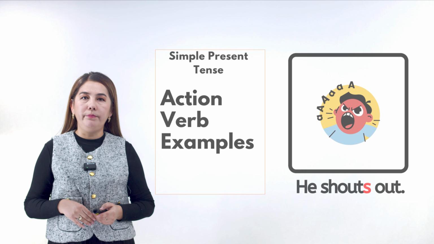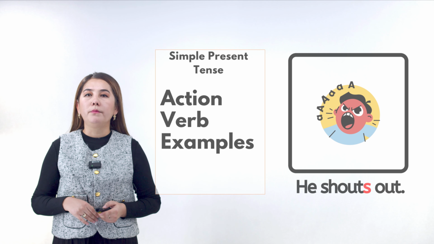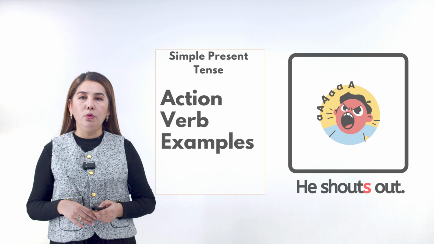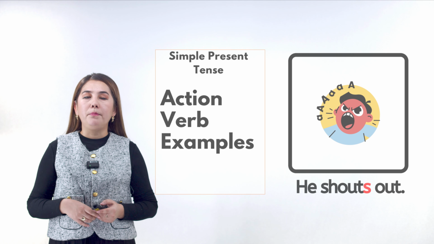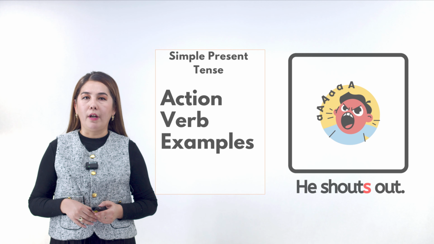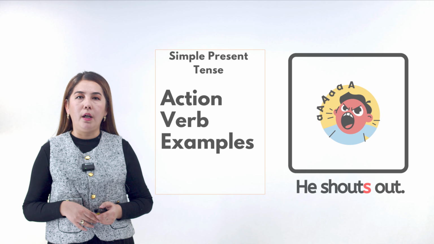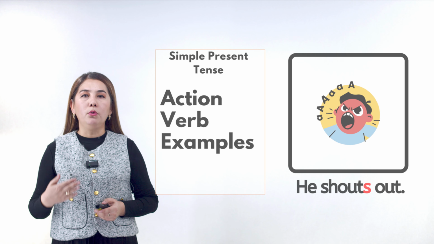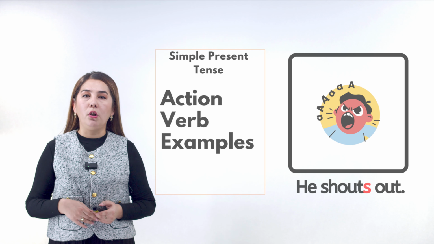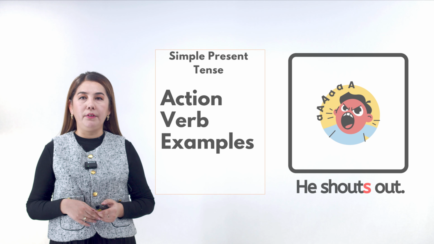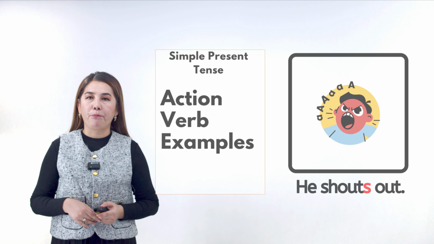The next one, he shouts out. He is a singular subject, so we have to add s after the verb. If there is not he, but I shout out, you shout out, or they shout out. In the plural form of the subjects and after I, we don't have to add any letter after a general verb. We don't have to add any letters.